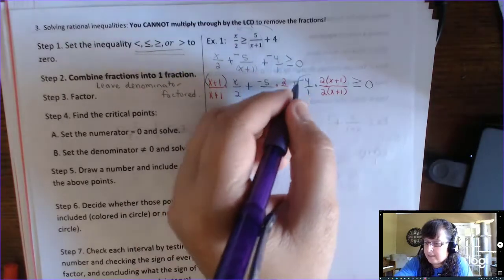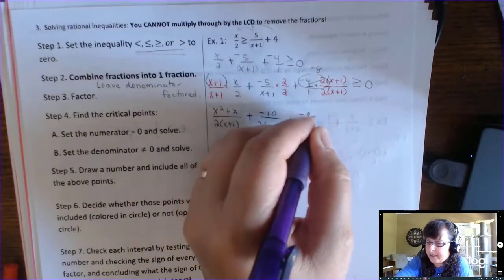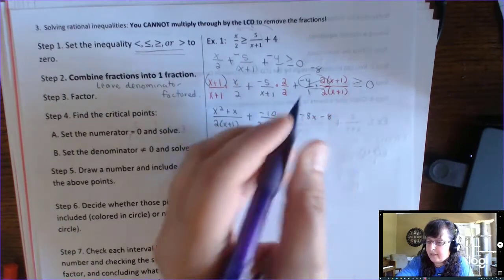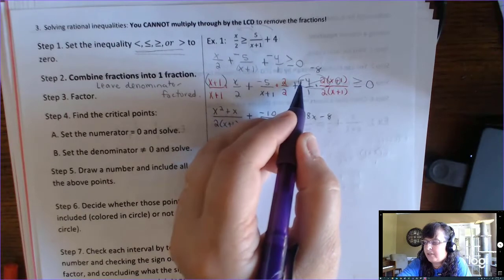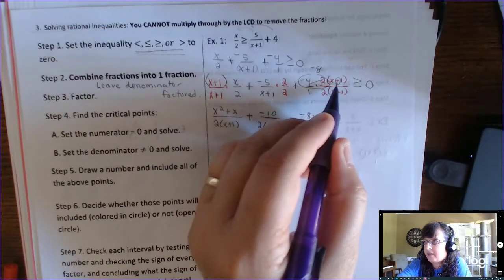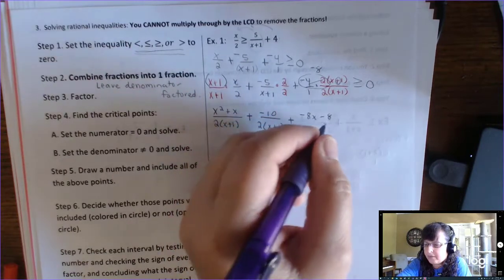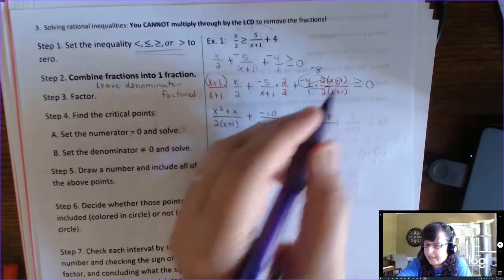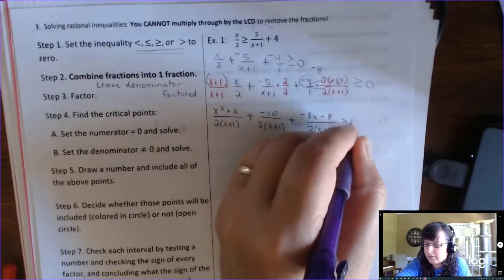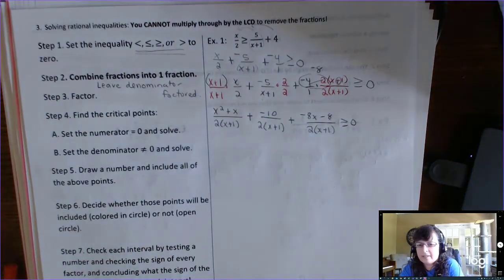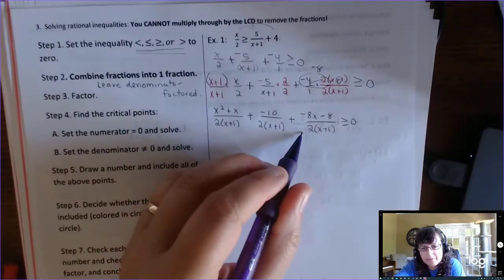Plus, this is a negative 8, so that's negative 8x minus 8. I can't tell you how many times that negative does not get distributed to that positive. That's why I changed the signs there. That is the most common of errors. Negative 8x minus 8 over 2 times x plus 1 is greater than or equal to 0. Now I might skip that step later because you can see they all have a common denominator.